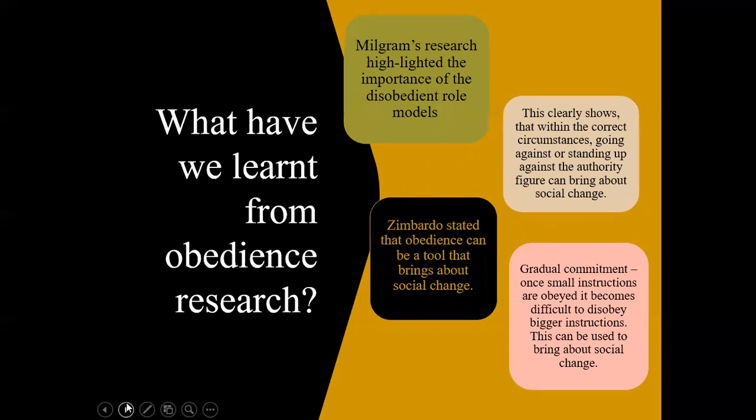That links to when the naive participant who was a teacher was assigned another teacher who, as you know, was a confederate. When that other teacher refused to go on any further, that's the disobedient role model, and we saw that obedience levels dropped. So we can clearly see that within the correct circumstances, standing up against the authority figure or the person in power can bring about social change. So here we can actually use obedience for good.